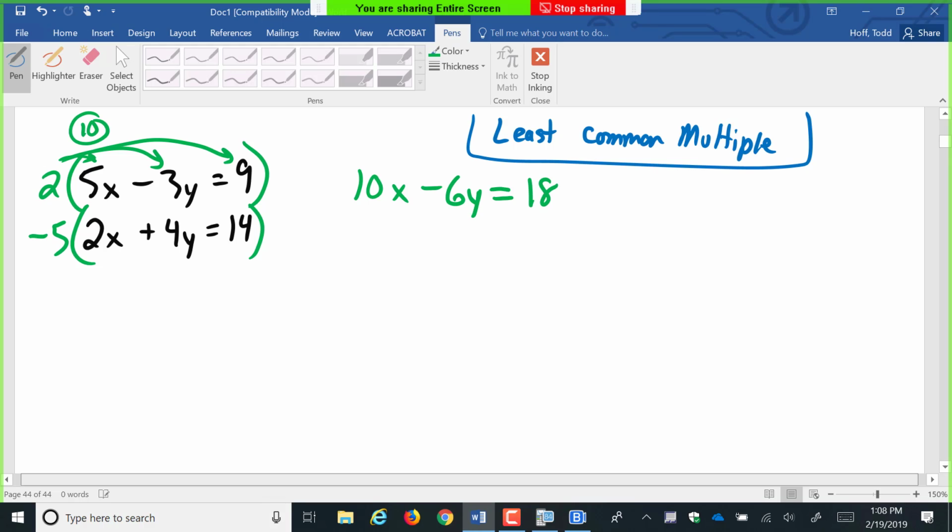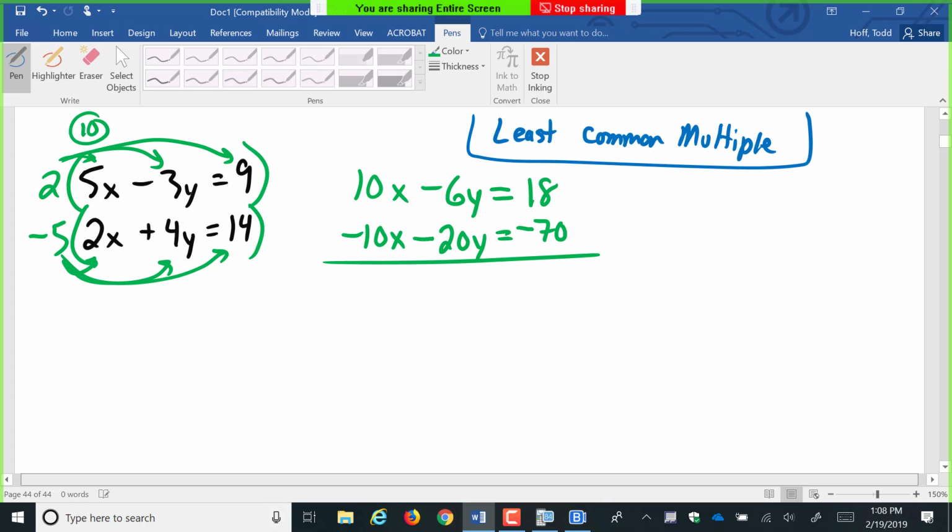There we go. Because the top one is positive 10x, the other one has to be a negative 10x. So negative 5 times 2x becomes negative 10x. Negative 5 times 4y becomes negative 20y, good. And negative 5 times 14. Negative 70. Perfect.